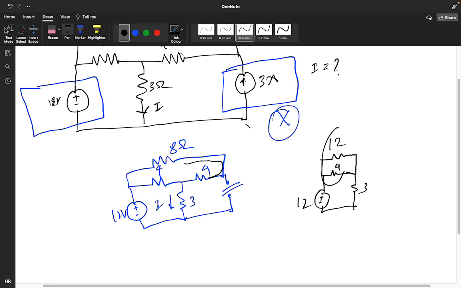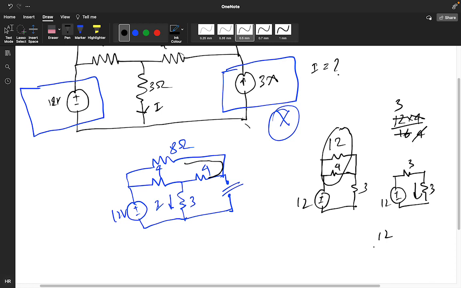This is a parallel connection. So what will you get? 12 into 4 divided by 16, that is 3. You got 3 here. This is your plus minus 12. So what will be the net amount of current flow in this? 12 by 6. The I1 value is 2 ampere. You got the value of I1.